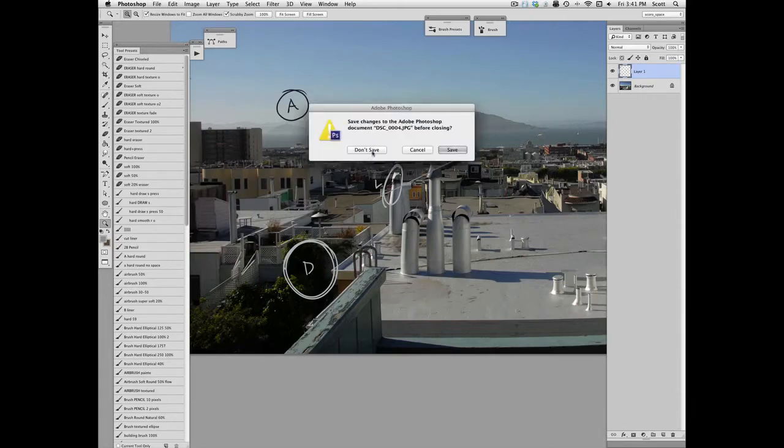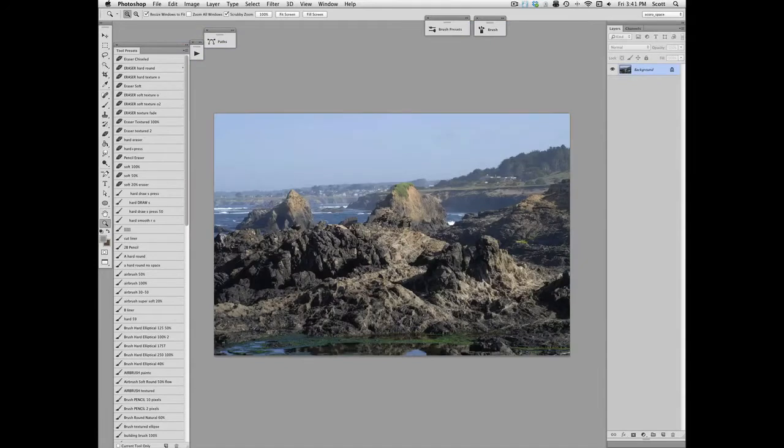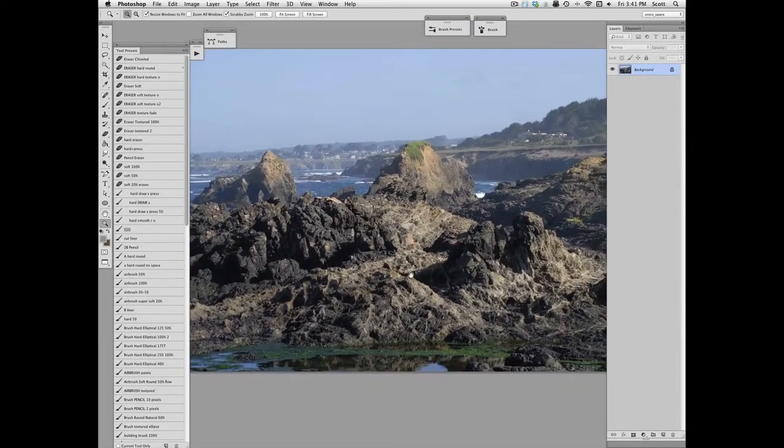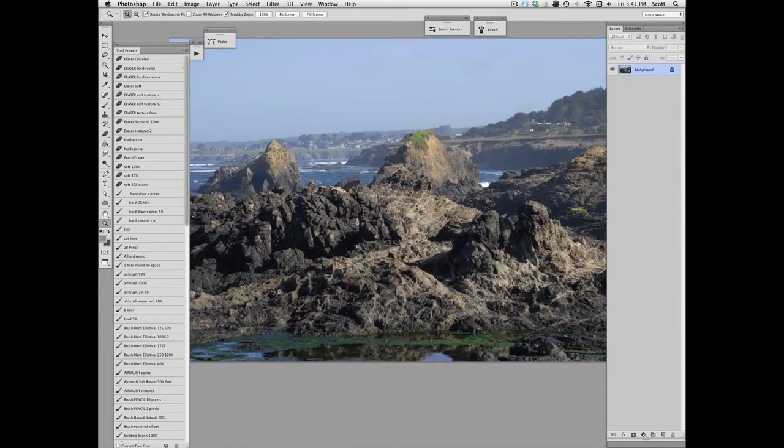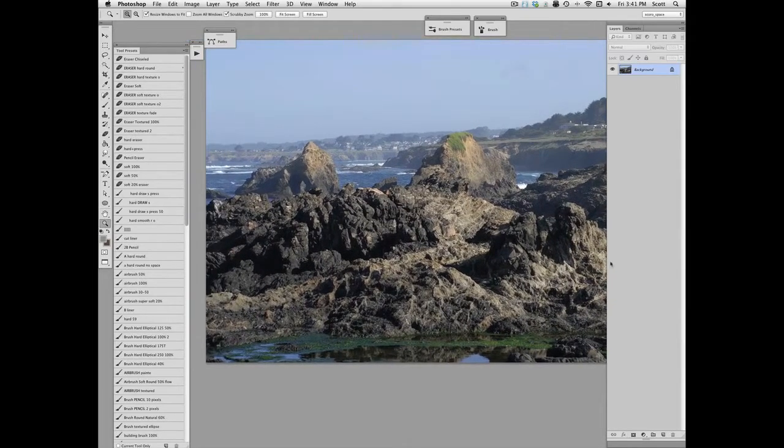So let's get rid of that one. Let's look at one more. Look at these rocks. It's up in Mendocino, and you can see the rocks here in the foreground, and then the rocks that are probably only 80 meters behind this rock face. And you can see the edge actually right here, right there, and then there.